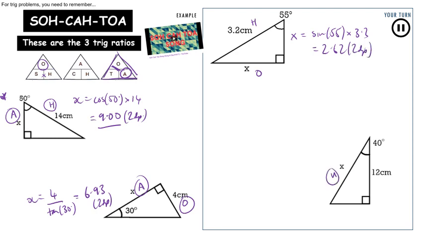Here we're trying to find the hypotenuse and we know the adjacent. So we need to use cosine for this. So the hypotenuse is equal to the adjacent divided by the cosine. And that gives us 15.66.